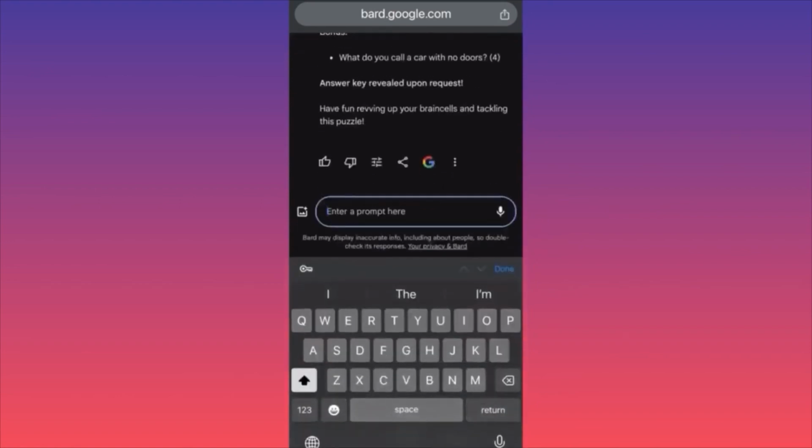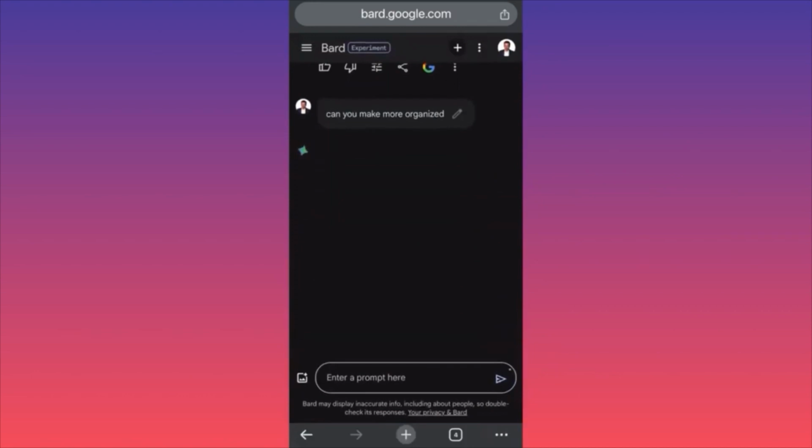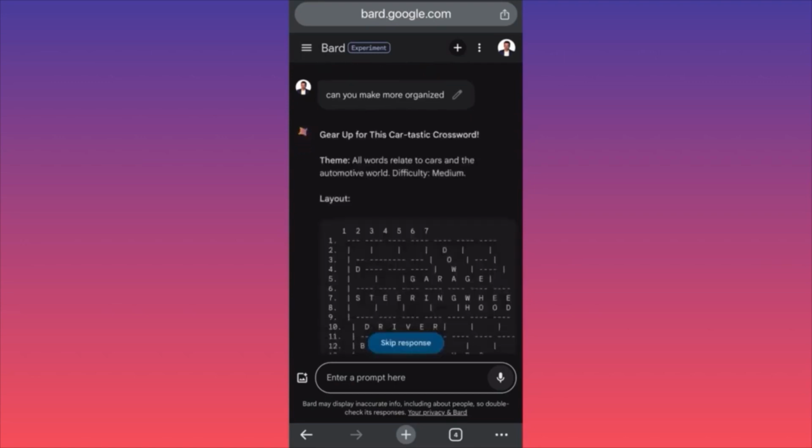Can you make it more organized? Let me see if they can actually present the whole information in a better way. Because really, if you play with a lot of people, right? Okay, now we got it.